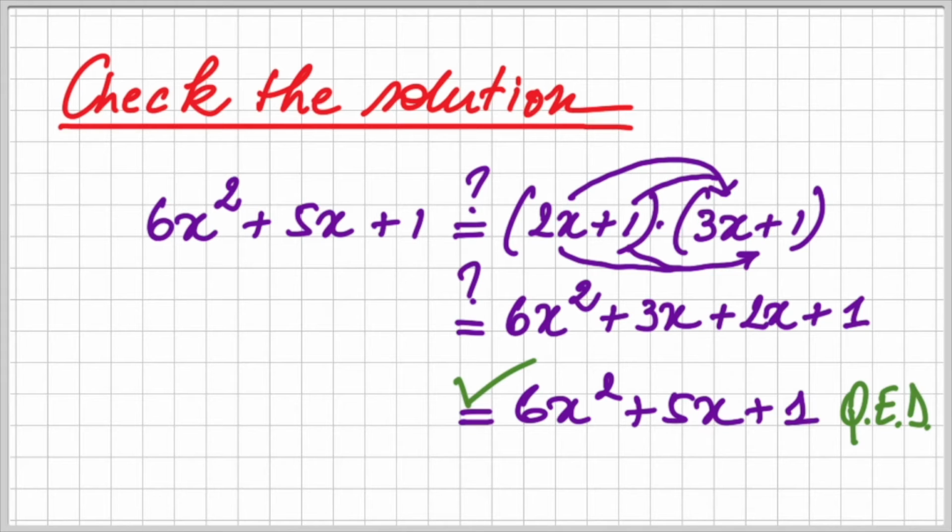So the factorized form of 6x squared plus 5x plus 1 is equal to 2x plus 1 times 3x plus 1. Always we put a question mark until we have proven the equality. It's very important that we remind ourselves that we still have to verify the solution.